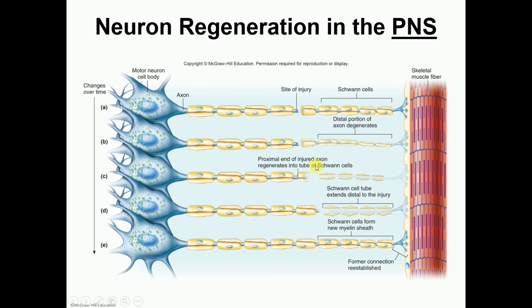But you see here that the Schwann cells survive, and they form kind of like a tunnel, so that this peripheral part is able to grow and regenerate, using that tunnel as a guide in order to reconnect with that same point at the skeletal muscle. Okay, so at some point, we can reestablish these connections. It takes a very long time though. It's about 1 millimeter per day, which is a very slow process.